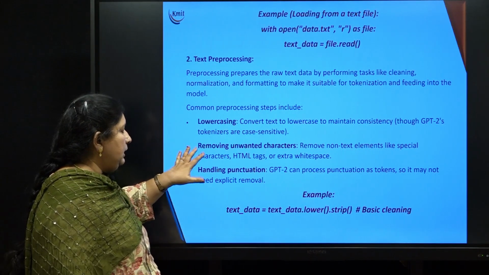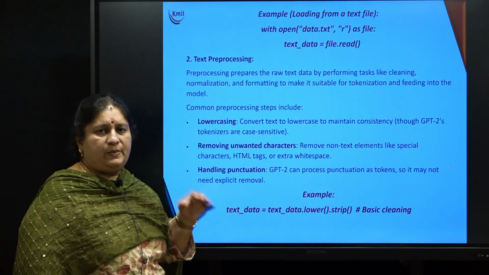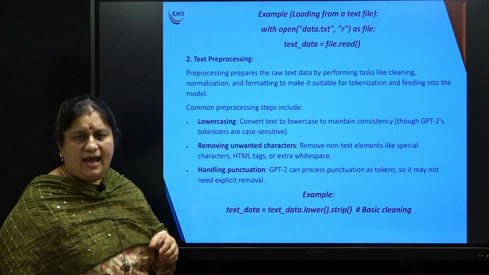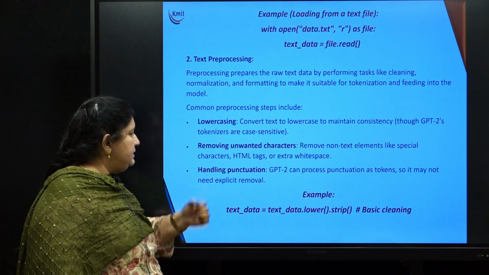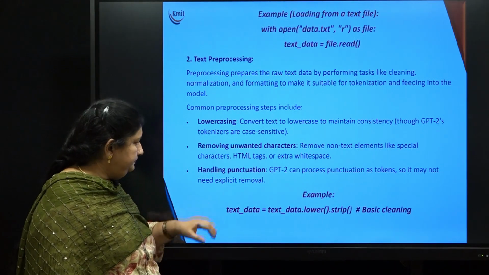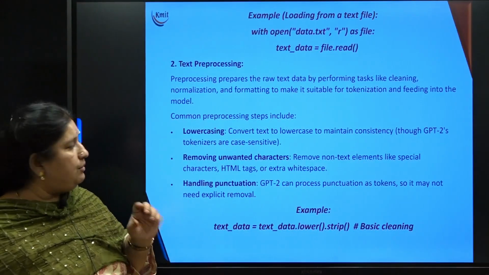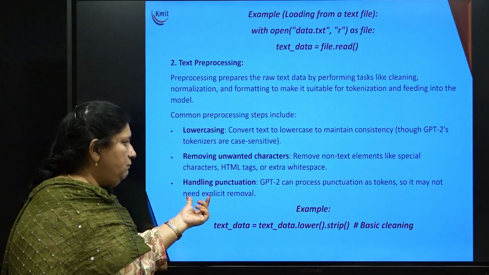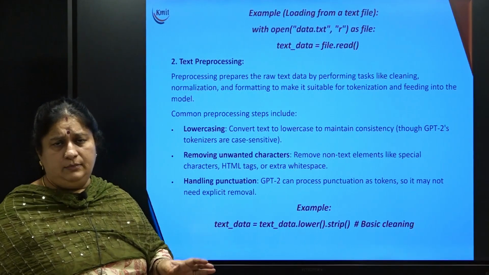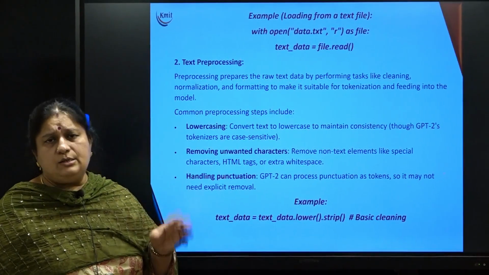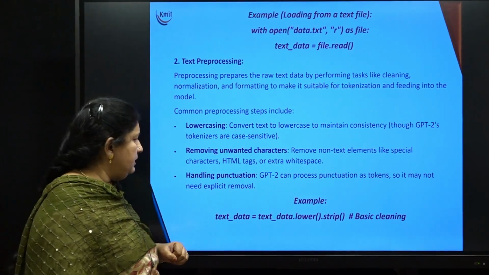Then removing unwanted characters: some special characters, extra spaces, and sometimes you might get some tags embedded in the text. Removing all those things is the next step. What is the next one? Handling punctuation. GPT-2 can process punctuation symbols also as tokens. So if you don't want punctuation marks, remove them. If you don't mind processing them, let them be there. There need not be an explicit removal of punctuation marks.